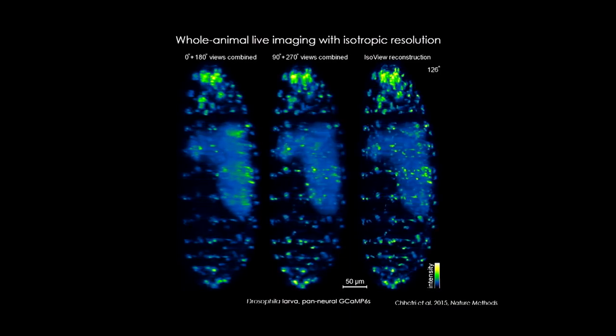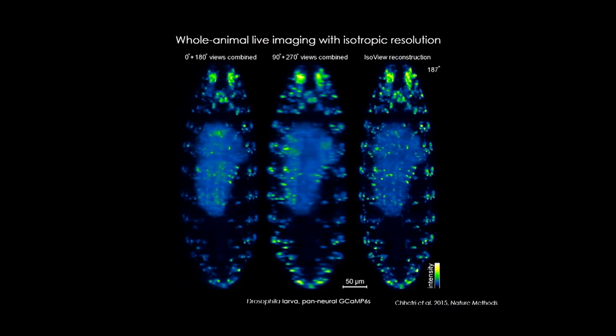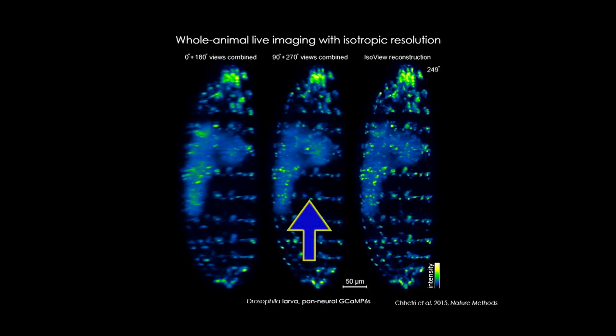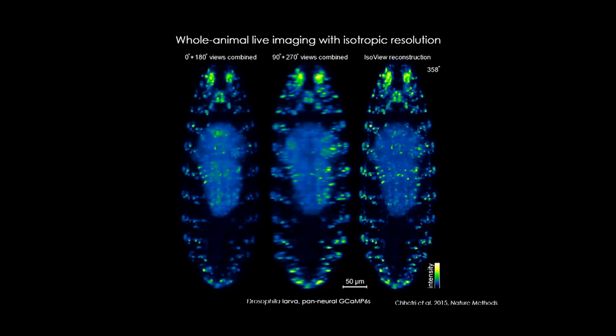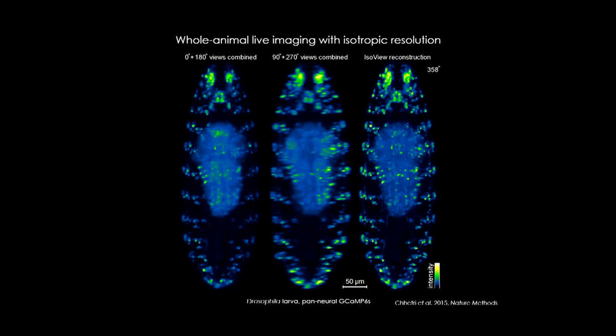And so here's the data we can get with this approach. Again, we see the low anisotropic resolution in the contributing views, but if you combine these views into one single image, this is the multi-view deconvolved image, we now have isotropic resolution. You can turn this in any way, and you don't have any perceived difference in spatial resolution. This is a GCaMP-expressing Drosophila larva, GCaMP throughout the entire nervous system.